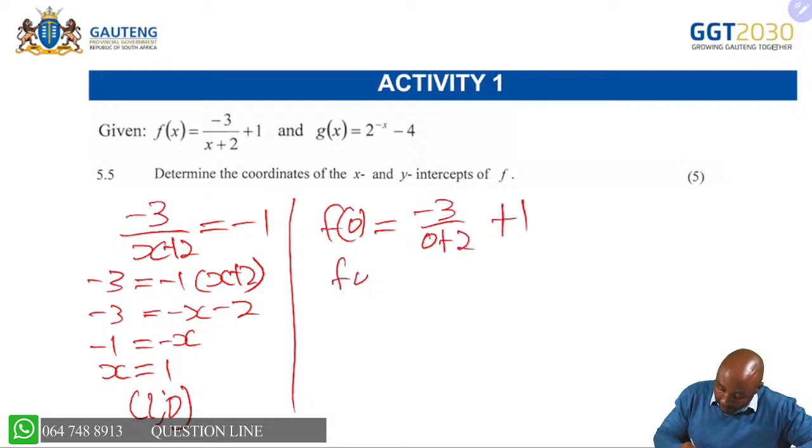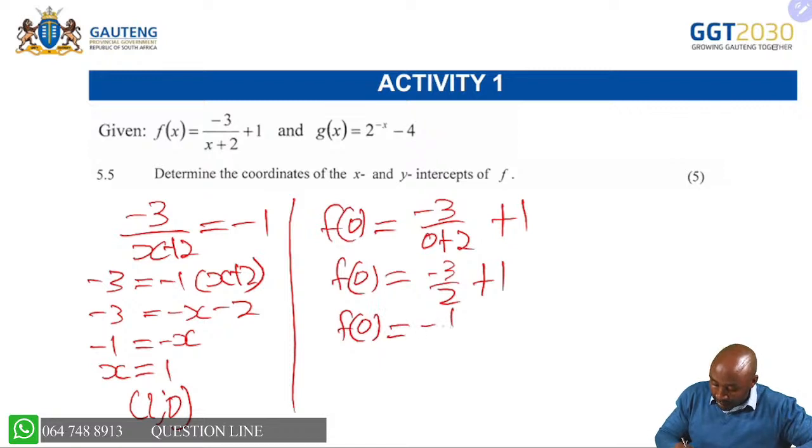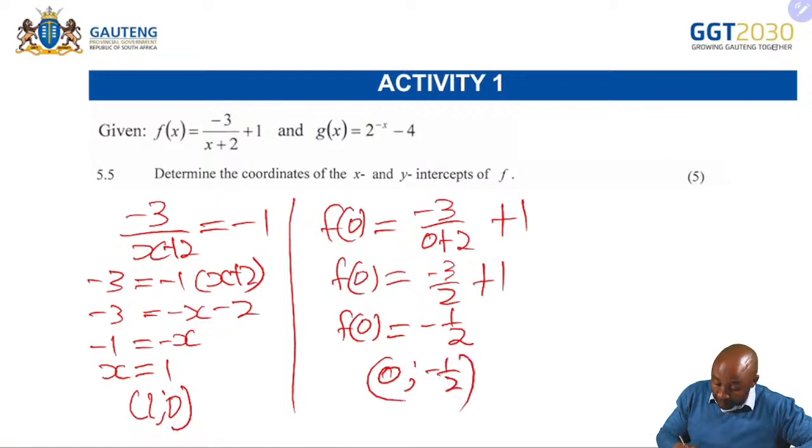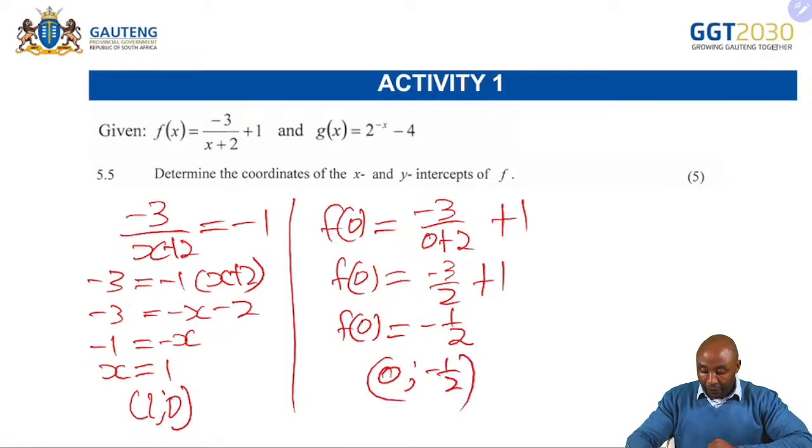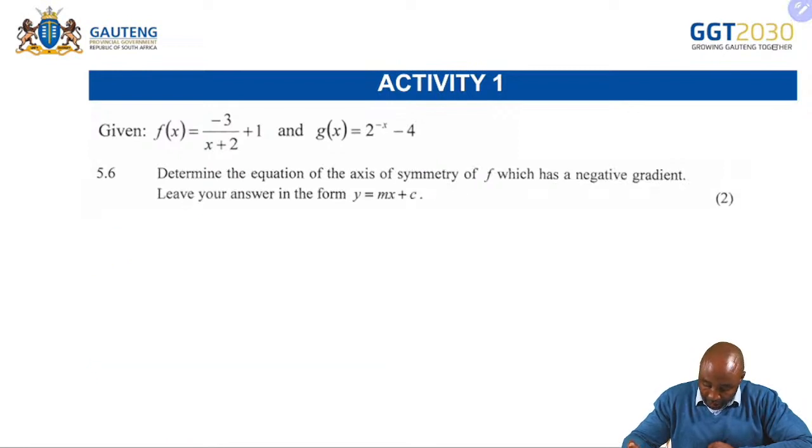And we have our f of 0 as negative 3 over 2 plus 1, and that will give our f of 0 as negative half. And then from there, we know that the point will be (0, negative half). We should therefore be able to sketch. We are supposed to determine the equation of the axis of symmetry.